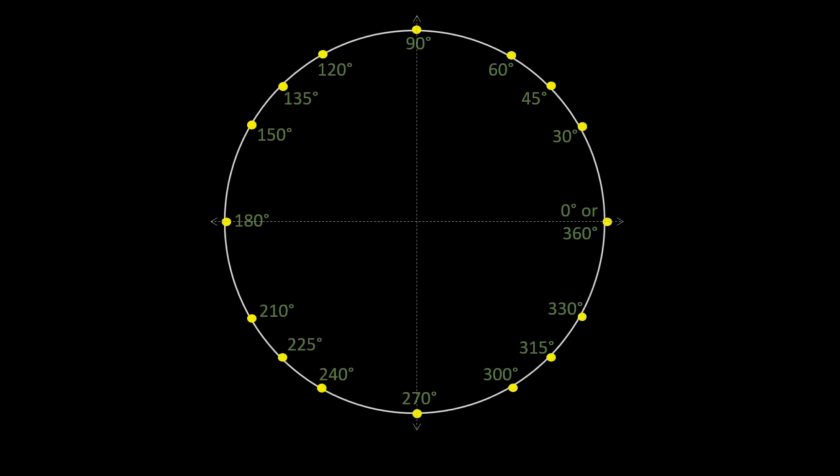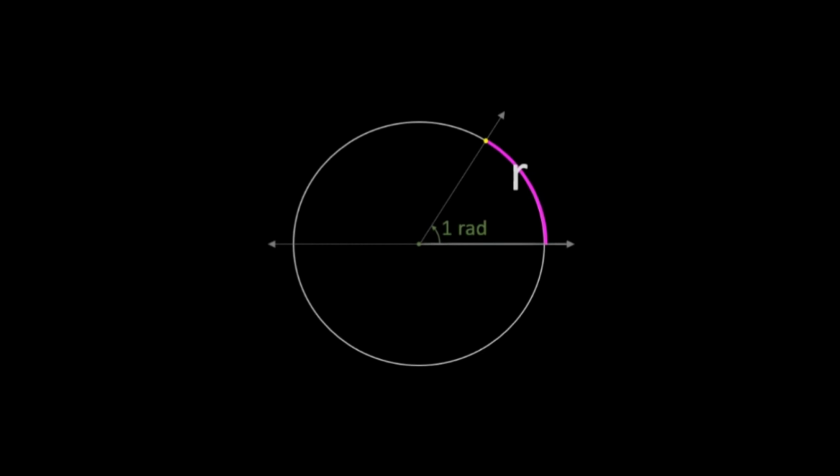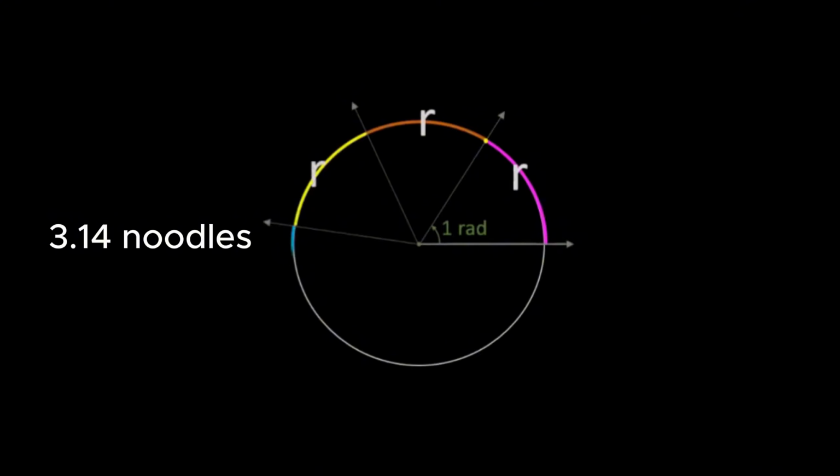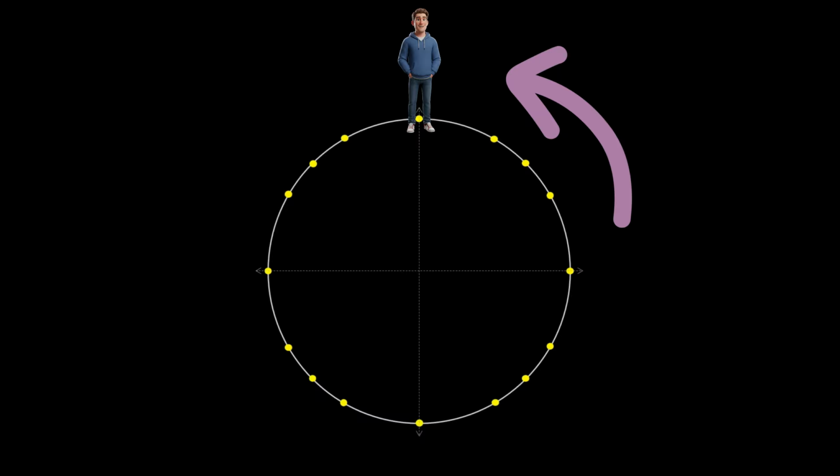Now, we use degrees because they're easy, but mathematicians hate them because 360 is an arbitrary number. They prefer radians. A radian is what happens when you take the radius of a circle, turn it into a wet noodle, and slap it onto the edge of the circle. How many noodles does it take to get halfway around? 3.14 noodles. Pi. To go all the way around? 2 pi. So when someone says pi over 2, they just mean, I've walked a quarter of the circle, or 90 degrees. Stop making it sound complicated, Pythagoras.